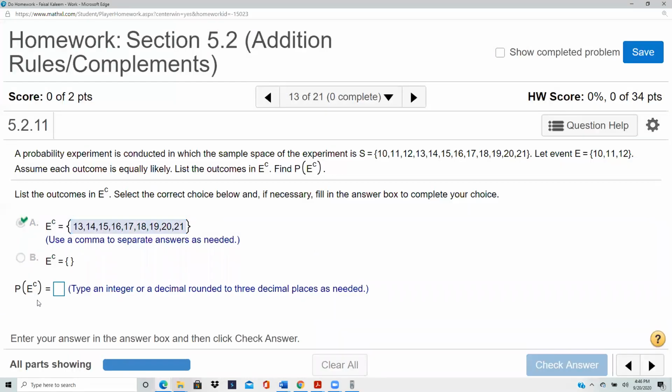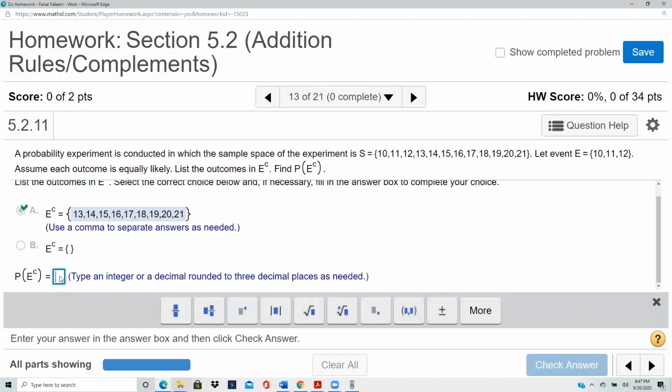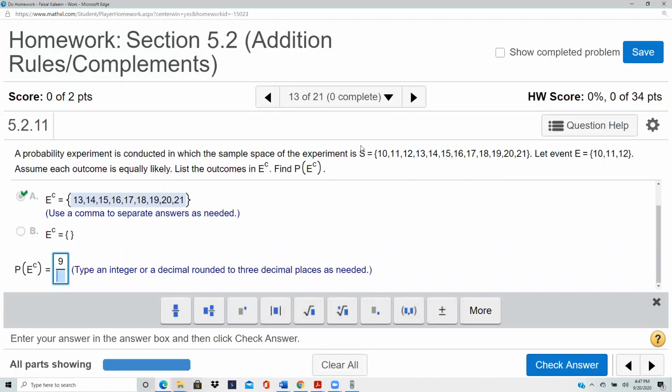And then for E complement probability, you count how many are in E complement and divide by the total. The total is what is in S. So I was mentioning the rule that to count quickly, you can just count them by brute force also. But if you just want to take a quick approach, you do 21 minus 13, that's 8, and then you add 1 back. So actually it's 9. And then similarly, if you want to count how many are in S, you do 21 minus 10, that's 11, and then you add 1 back, so that's 12. So 9 over 12, which is 0.75.